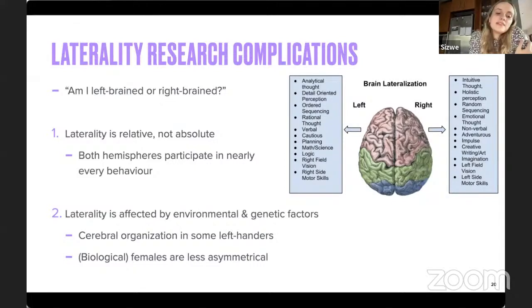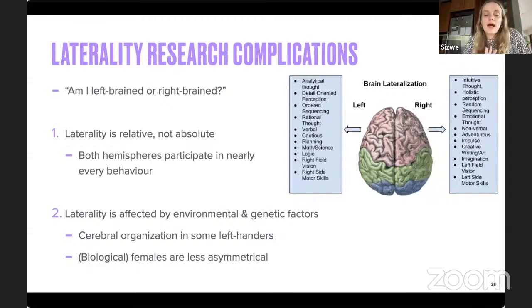We have seen that there's cerebral organization in some left-handers. So obviously left-handed is not the most ordinary thing we see every day. Most people are right-handed. So in left-handers, we see some cerebral organization to do with the fact that they are left-handed people. We also see something in biological females.